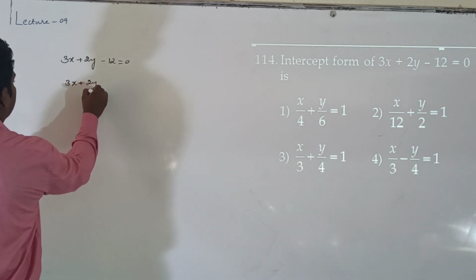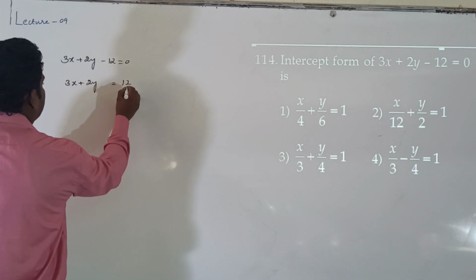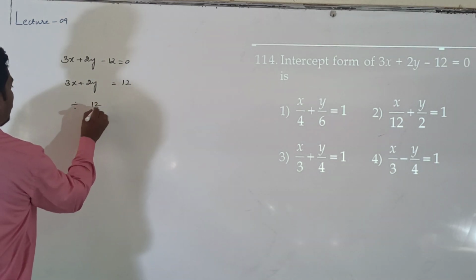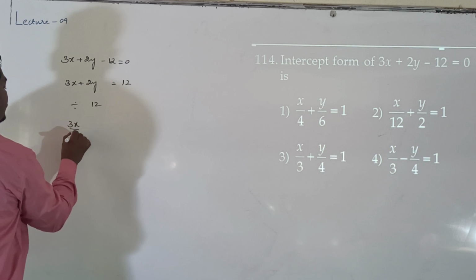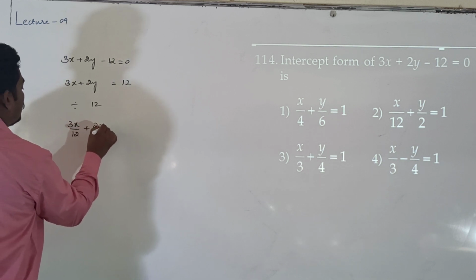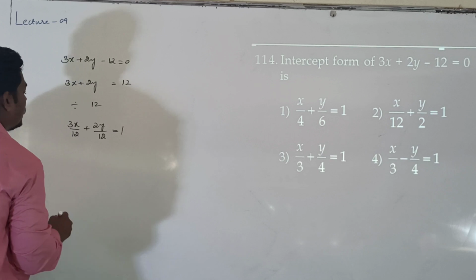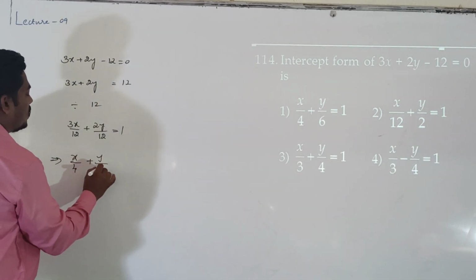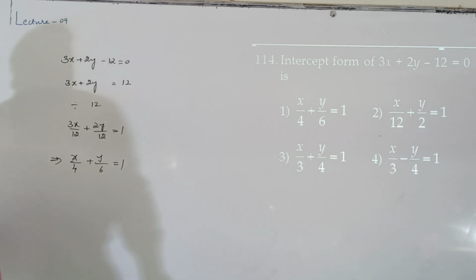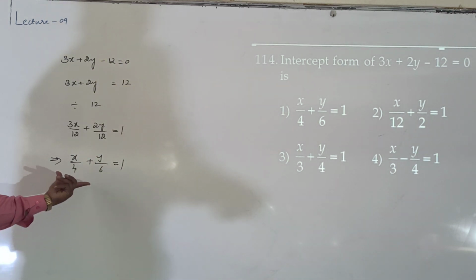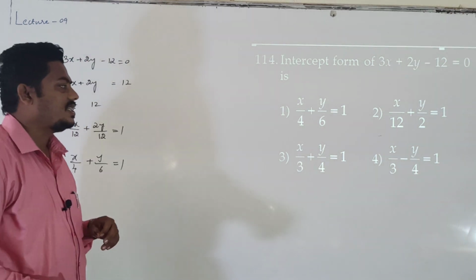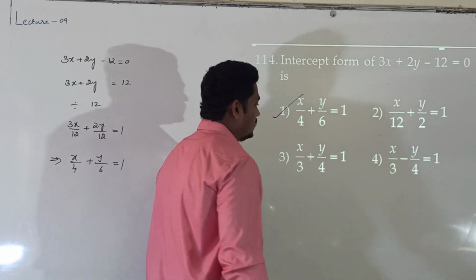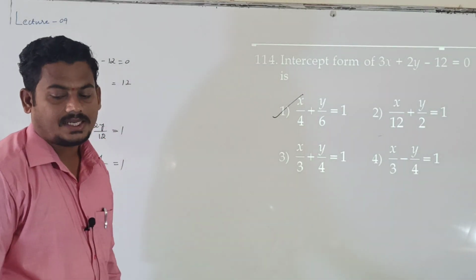In 3x plus 2y, send the constant term into the RHS. After that, make the RHS expression 1. For that, divide by 12. 3x divided by 12 plus 2y divided by 12 is equal to 1. After that it will be x divided by 4 plus y divided by 6 equal to 1. This is our intercept form. The intercept form of the given equation is x by 4 plus y by 6 equal to 1. That is the first option, right?